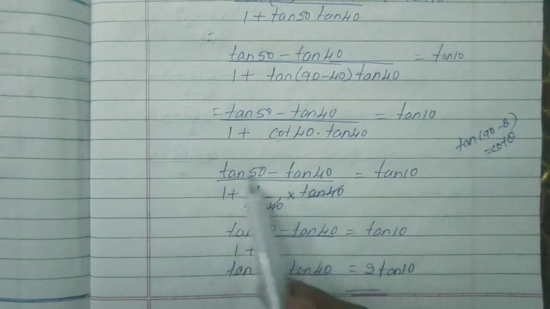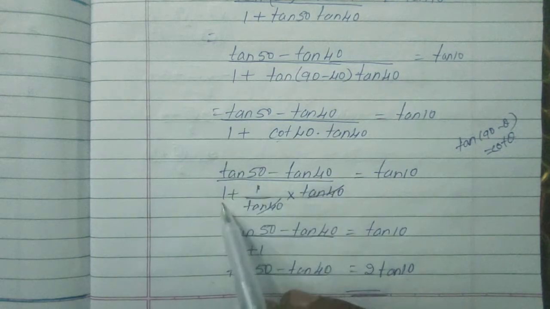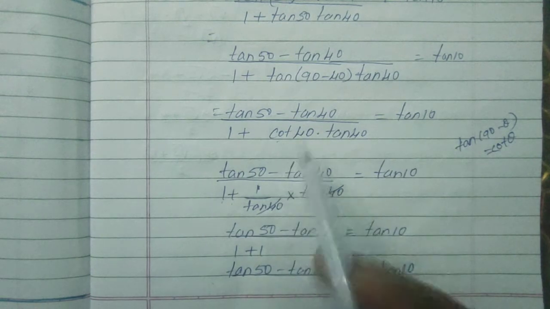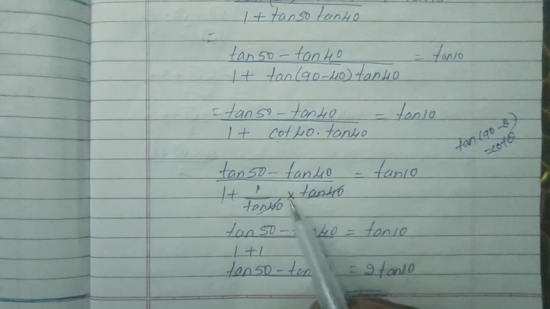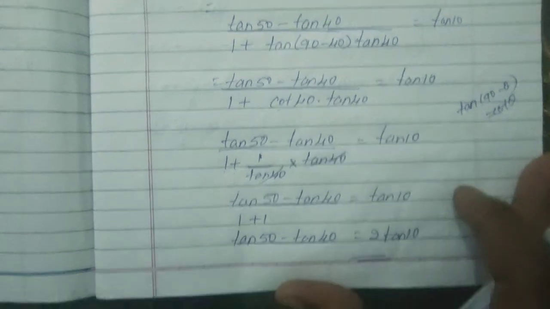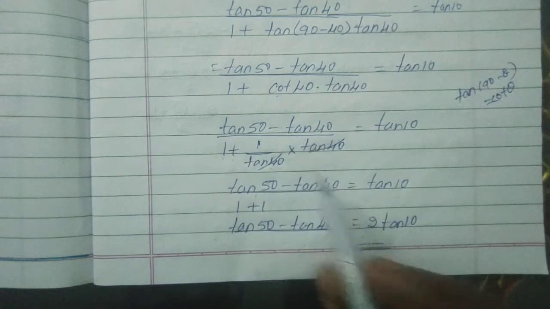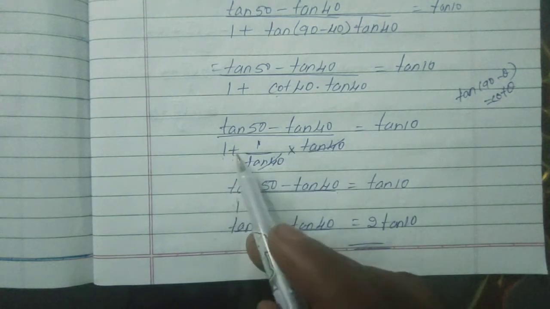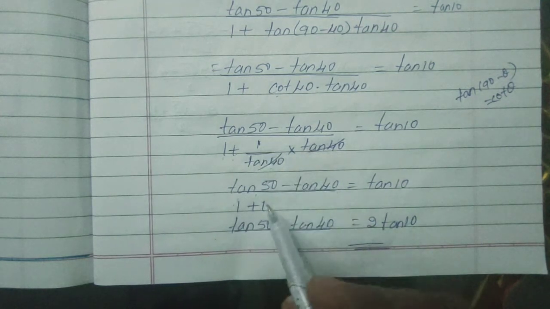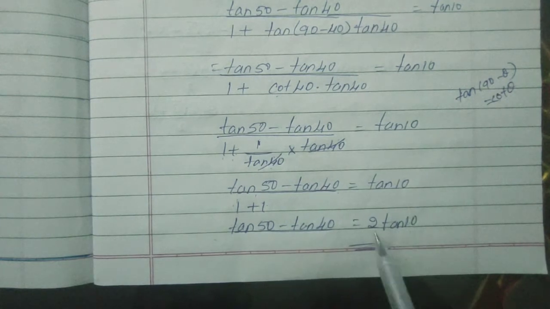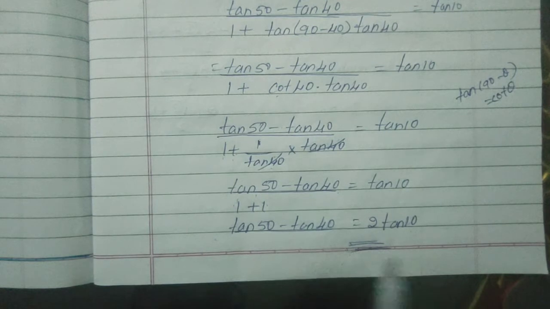Tan 50 minus tan 40 as it is upon 1 plus cot 40, which is the reciprocal, 1 by tan 40, into tan 40 equals tan 10. Tan 40 gets cancelled. So tan 50 minus tan 40 upon 1 as it is plus 1. These two get cancelled, so 1 is left, equals tan 10. Tan 50 minus tan 40 equals 1 plus 1, which is 2. When you transpose 2, it is multiplied with tan 10. So 2 times tan 10.